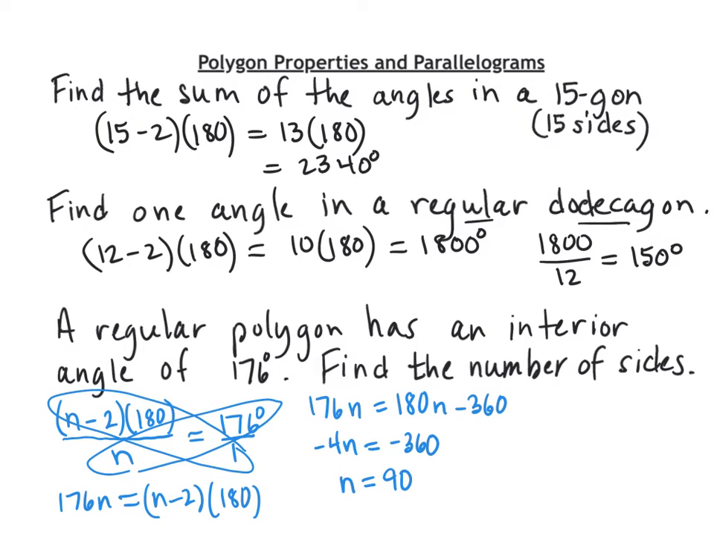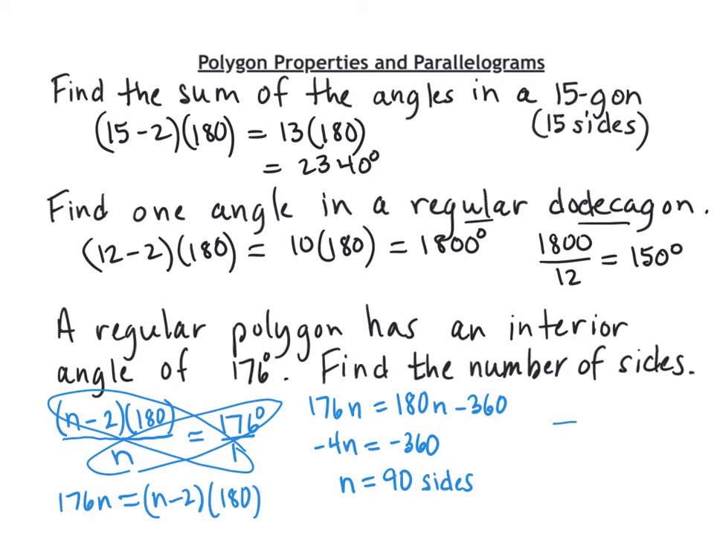Now, n was the number of angles and the number of sides. There are 90 sides in this polygon. It would pretty much look like a circle. There's another way we can do this that actually is much quicker.